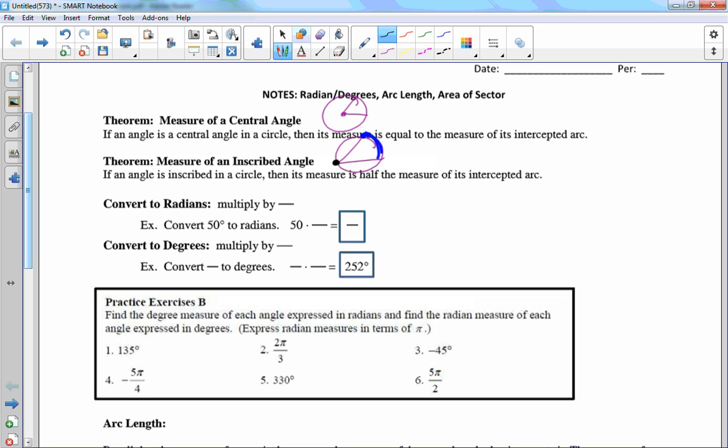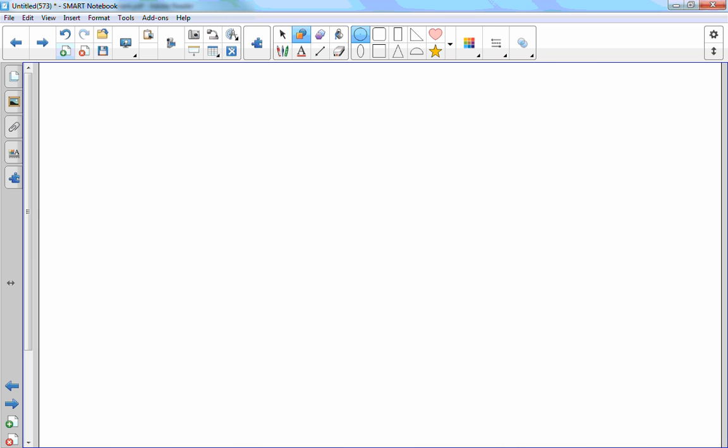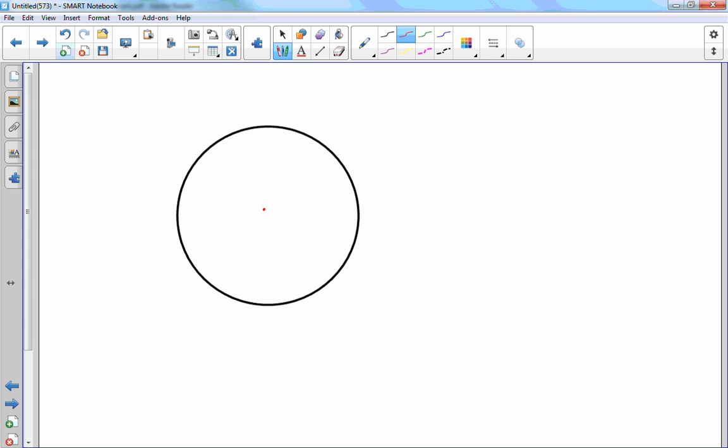Let's see. I'm going to add a page here. You don't have to write this down. Here's my circle. I need my pointer. Oh no, it disappears. Okay. I want you to pay attention to how many times my keys go around the circle.